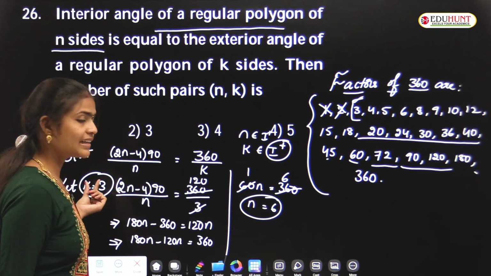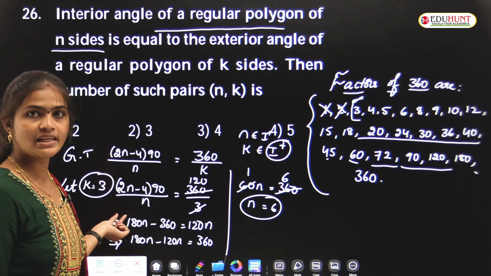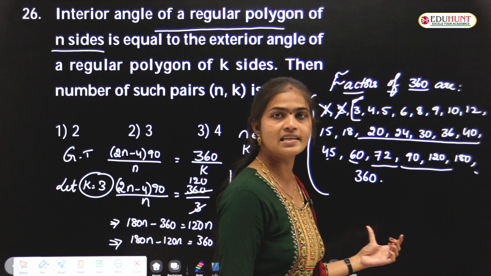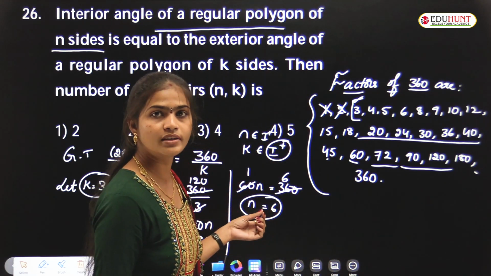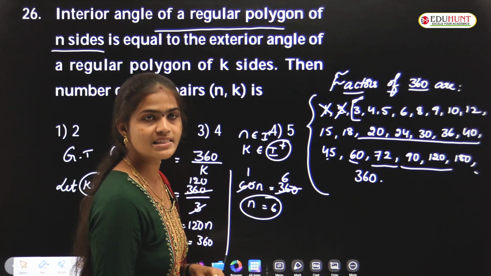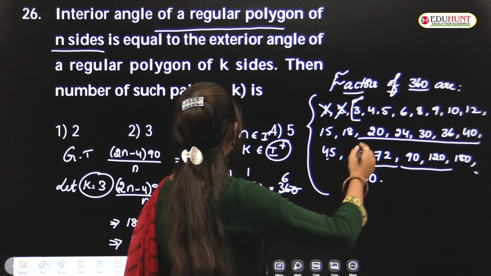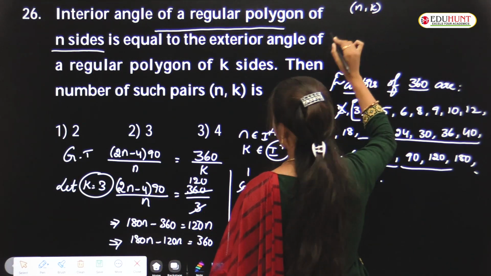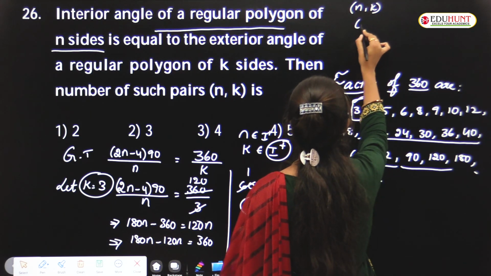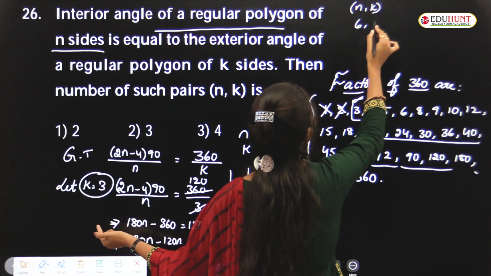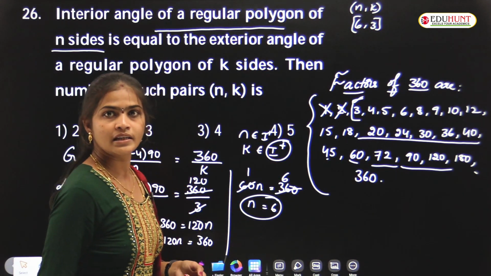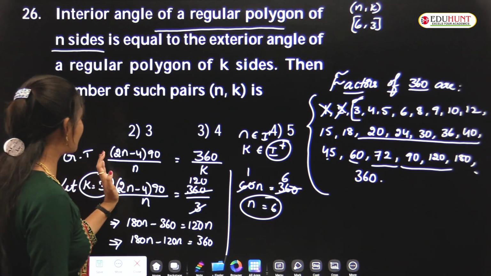So I took k equals 3, that is a positive integer, and we got n equals 6, that is also a positive integer, no? So is it possible or not? So here we got one such pair. So what is that pair here? Here this is n and this is k. So here n equals 6 when we got that? When k equals 3. So this is one of the pairs. Clear? Next let us check another pair.